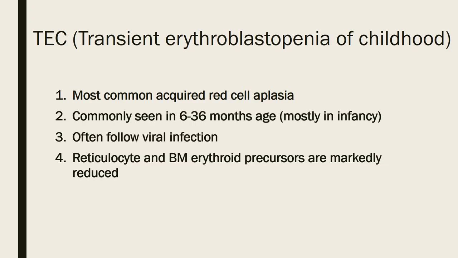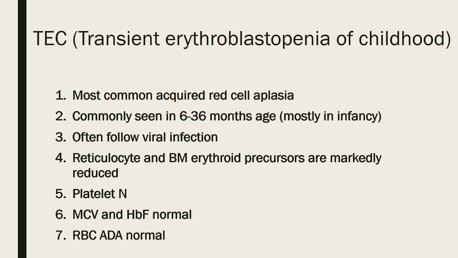When we go for bone marrow aspiration or biopsy, we see the bone marrow erythroid precursors are markedly reduced. Platelets will be normal, MCV and hemoglobin F will be normal in this condition, while in Diamond Blackfan, MCV will be increased and hemoglobin F will be increased. RBC ADA level will be normal in transient erythroblastopenia of childhood, while it will be increased in Diamond Blackfan anemia. So we can easily differentiate by these investigations.